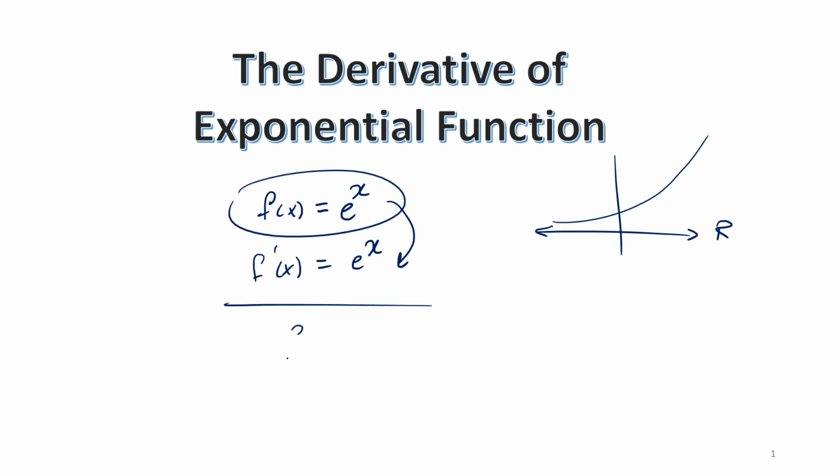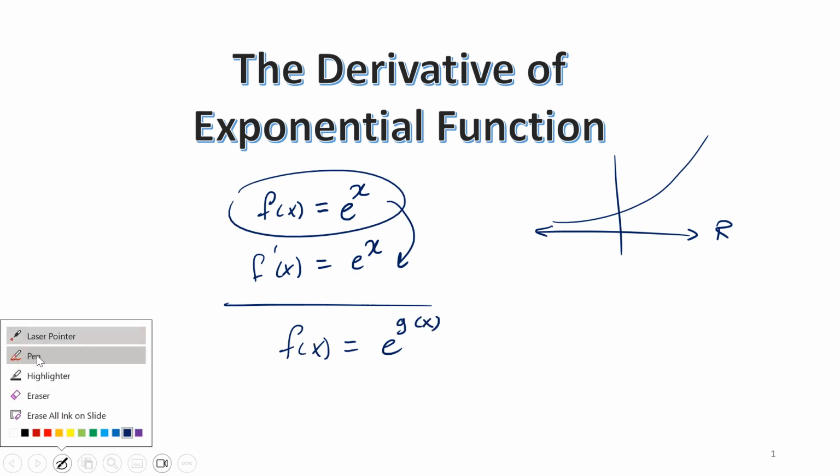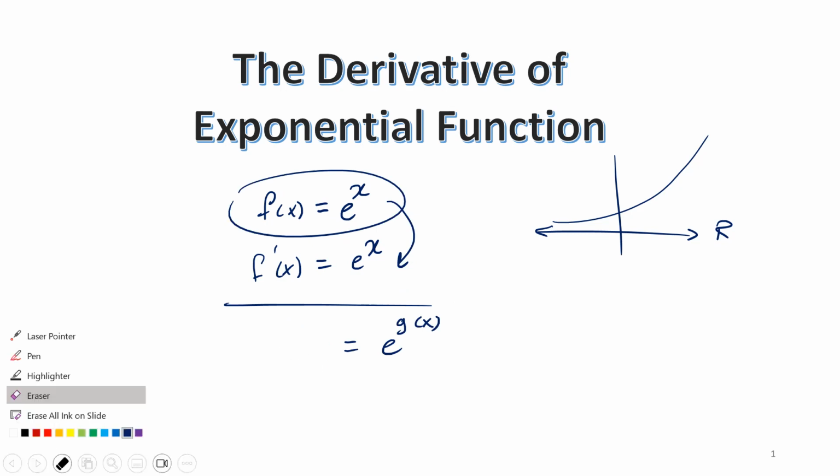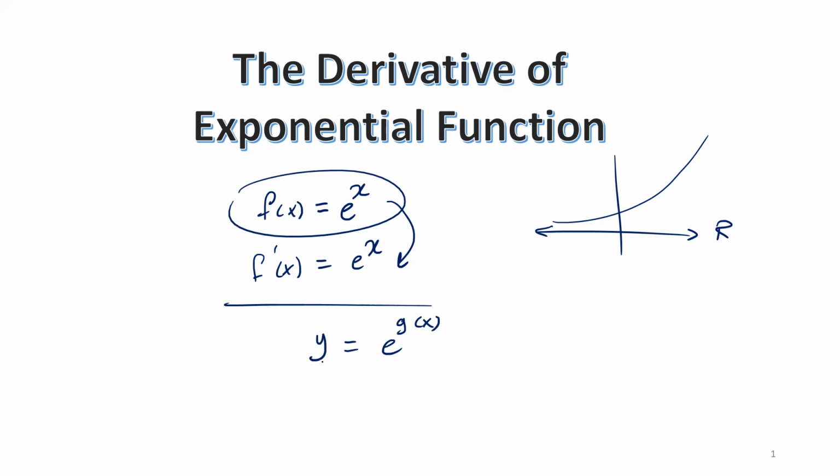إنما لو كانت الفانكشن بتاعتي e to the g of x. Let me name the function y, just to keep things easy. Consider y equals e to the g of x. The y prime, or dy by dx, is the same e to the g of x multiplied by the g prime of x. So you can write the answer as g prime of x times e to the g of x.